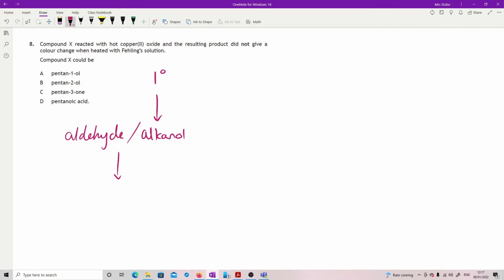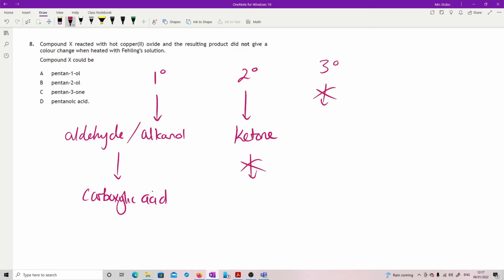And then we can oxidise that again and we will get a carboxylic acid. Okay, if we had a secondary, then we can oxidise that to a ketone and then we can't oxidise that any further. Okay, tertiaries just refuse to go. So what you're told is that you had X and you were able to oxidise it. Let's say it made something called Y. Okay, and then when you tried to oxidise Y, nothing happened. Okay, so we're looking for what X could be.